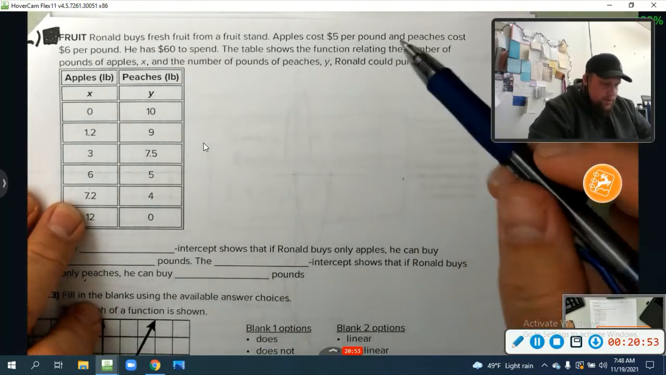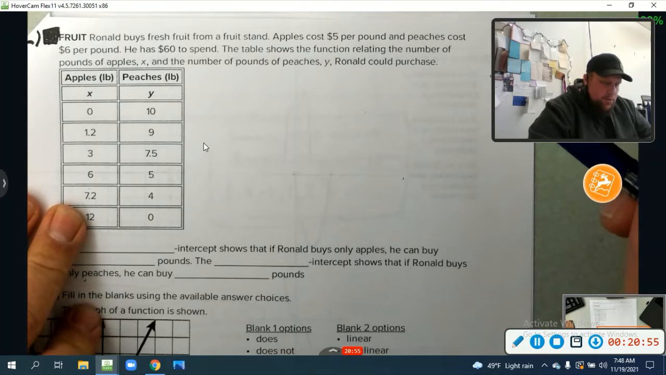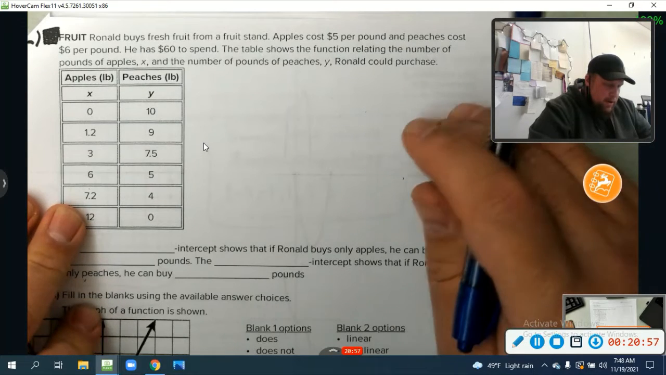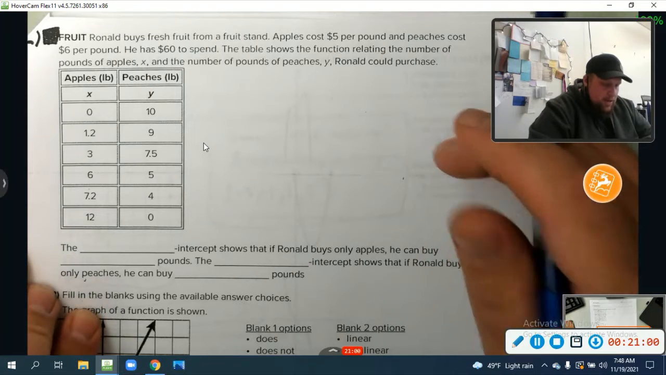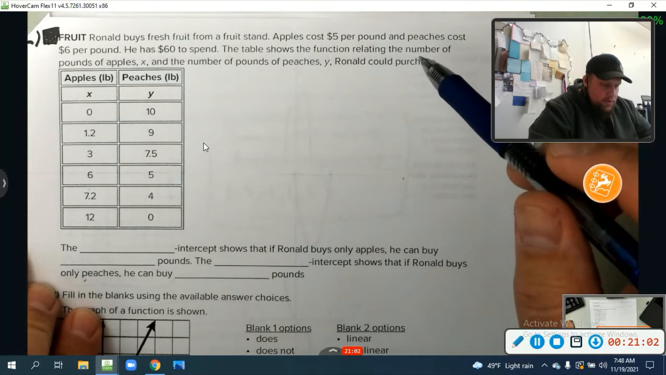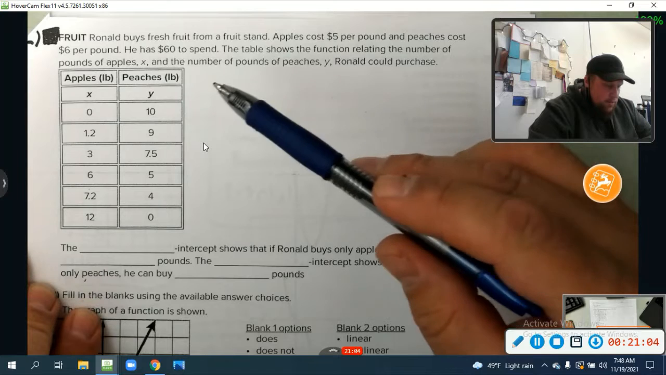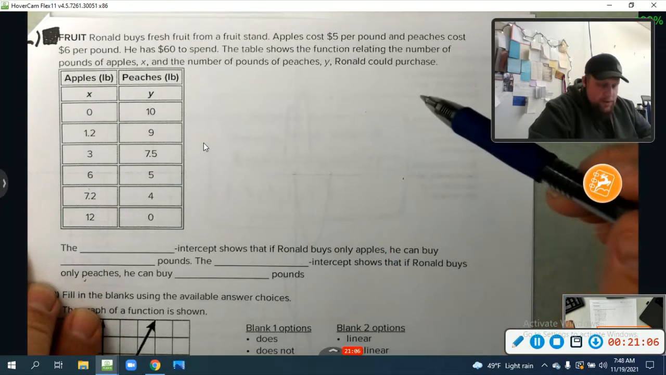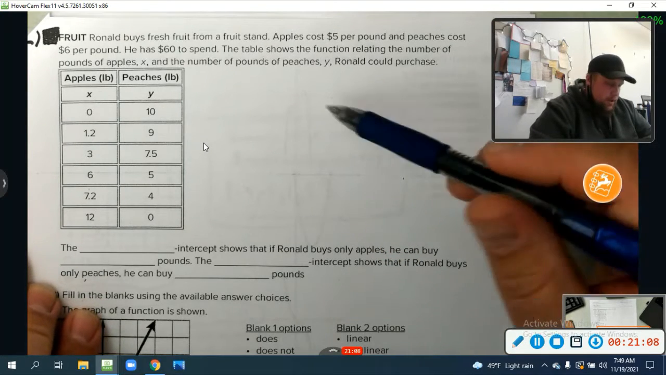Ronald buys fresh fruit from a stand. Apples cost $5 per pound and peaches cost $6 per pound. He has $60 to spend. The table shows the function relating the number of pounds of apples X and the number of pounds of peaches Y Ronald could purchase. Okay, let's do this.